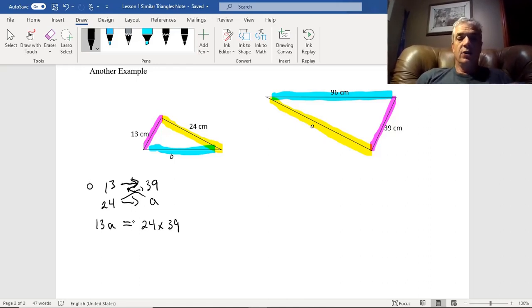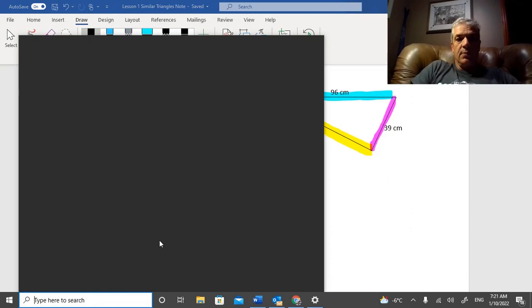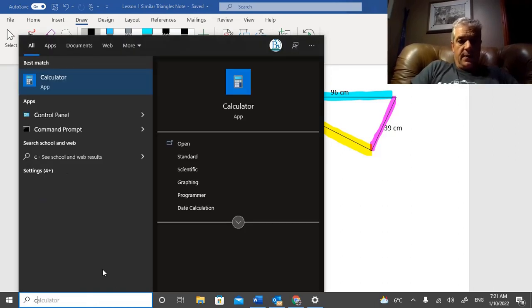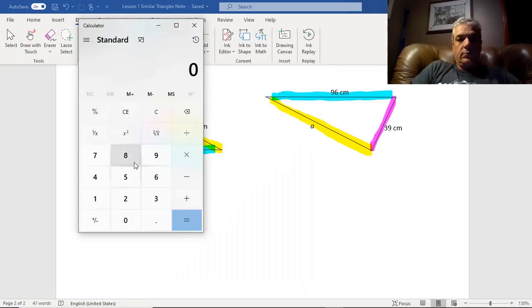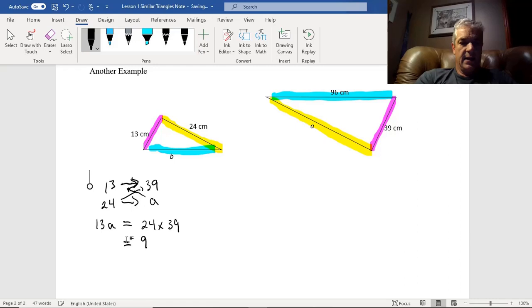And so I need to know what 24 times 39 is. Well, I might need to use my calculator. So I search for my calculator on my computer in this particular case. And there it is. It comes up right away. And I say, was it 24 times 39? And that equals 936. So I'll minimize my calculator.